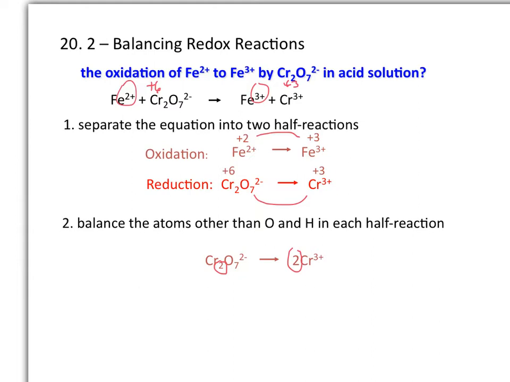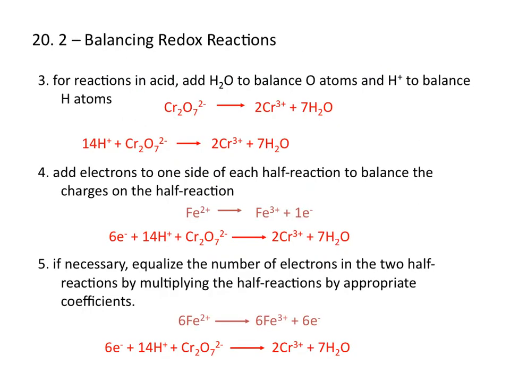So now that we've balanced all the other atoms except for oxygen, we're then going to proceed with balancing the oxygen atoms. We're going to balance the oxygen atoms in acidic reactions with H2O. So notice on this side we have 7 oxygens, so we're going to give ourselves 7 H2Os on the other side. And since we've done that, we can then now balance the H's. We're going to do that by using H+.